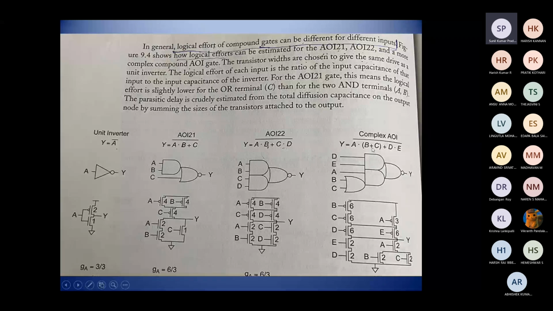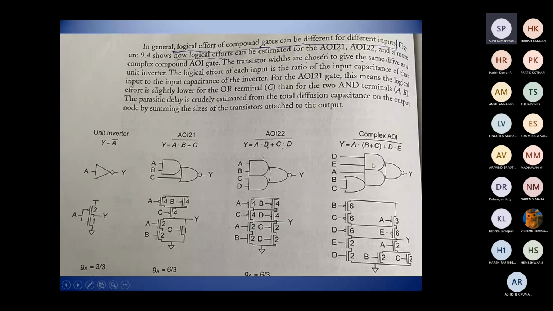Let's say we have to design A dot B plus C plus D dot E complement. So how can we design it? This has five inputs: A, B, C, D, and E. First, B and C go to an OR operation, so this is B plus C. This is an OR operation, so we give one gate.